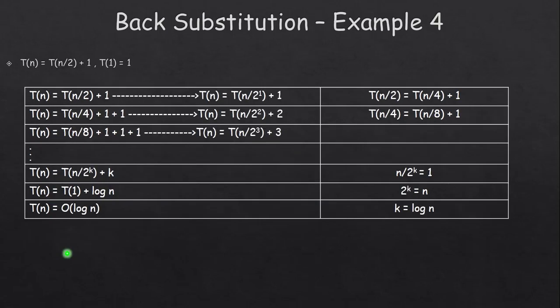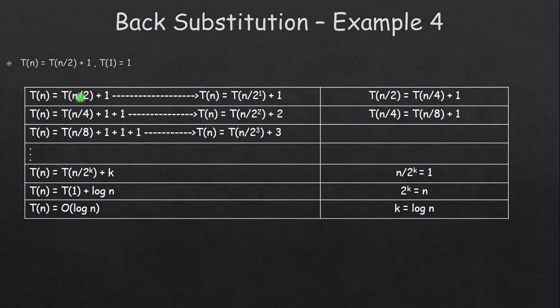Another example: here the recurrence relation is T of n equal to T of n minus 2 plus 1, and T of 1 equal to 1. So when the input size is 1, the running time is 1. That's the base condition. So what's the meaning of this recurrence relation? I have a recursive procedure. The time taken to calculate input of size n is the time taken to calculate half the size plus 1. That's the meaning of this recursive procedure.